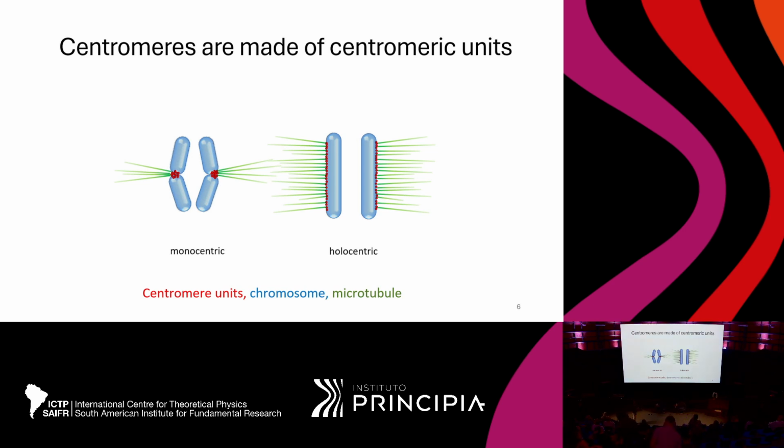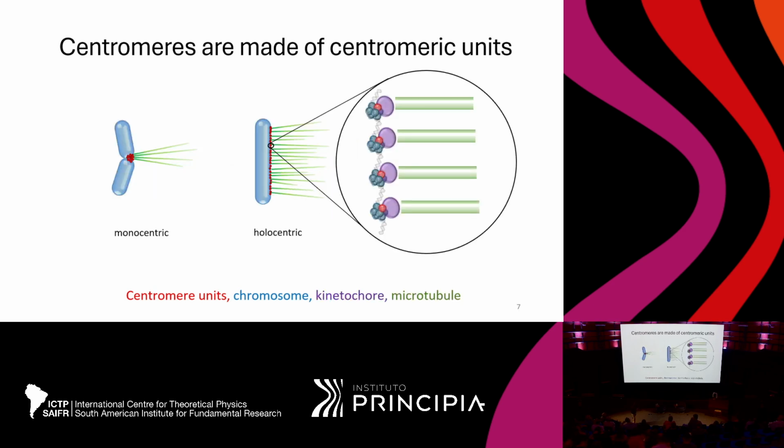Okay, the centromeres are actually made of very many centromeric units, that here they are clustered in the center, and here they are spread all over the side. And these centromeric units are actually what we call the centromeric nucleosomes. They are made of histones, and one of them is CENH3, the H3 of centromeres. And this would be like the kinetochore that they bind, and then after, the microtubule.